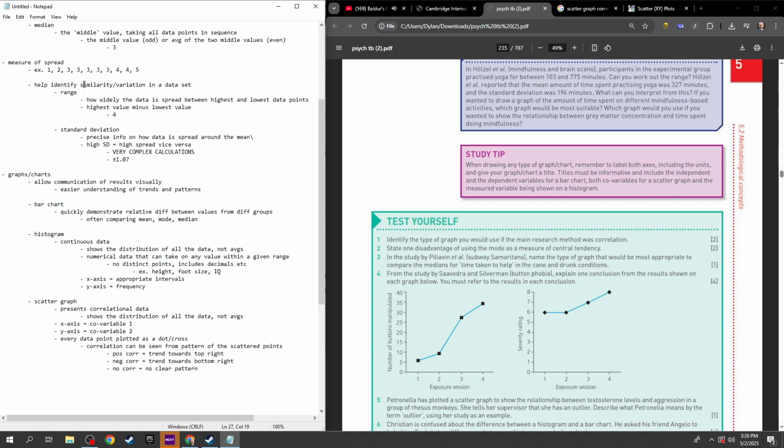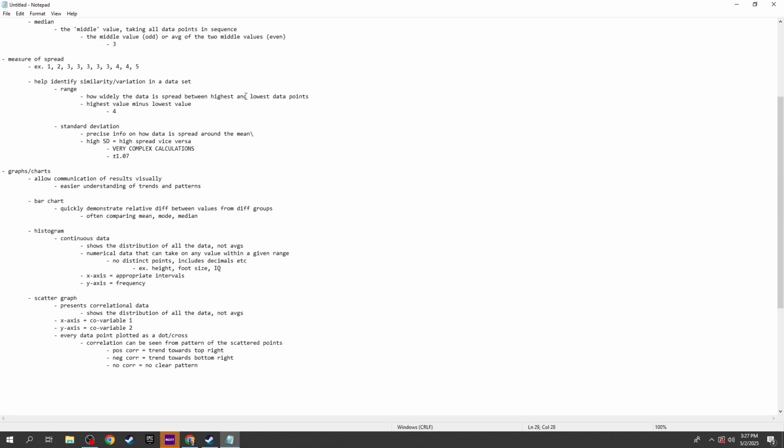Next, measures of spread, used to help identify similarity or variation in a data set. We have range, taking the same set of data: how widely the data is spread between the highest and lowest data points, which is the highest value minus the lowest value. Highest value 5, lowest value 1, 5 minus 1 equals 4. Then standard deviation, precise info on how data is spread around the mean. High standard deviation equals high spread, and vice versa. The number itself, for example, plus or minus 1.07 here.